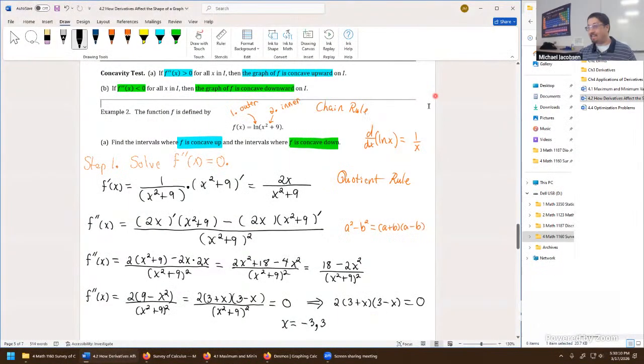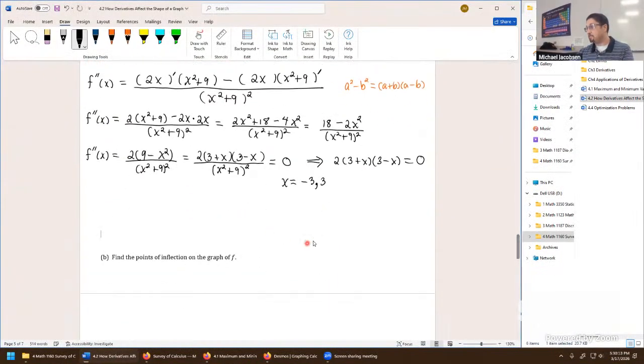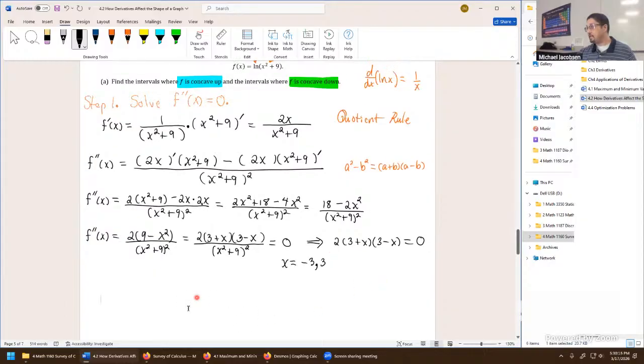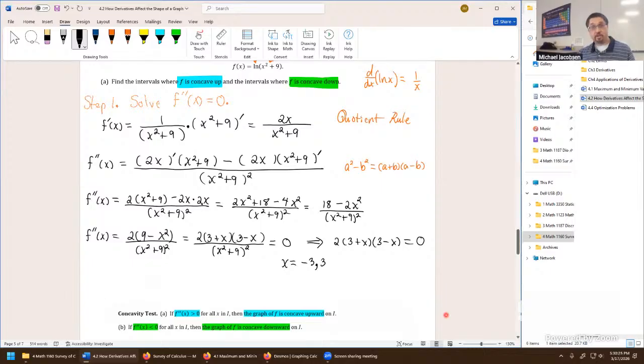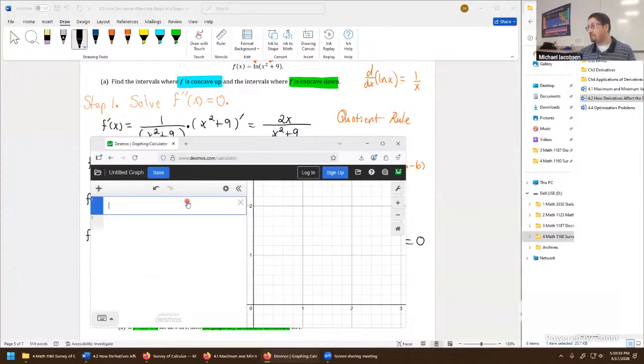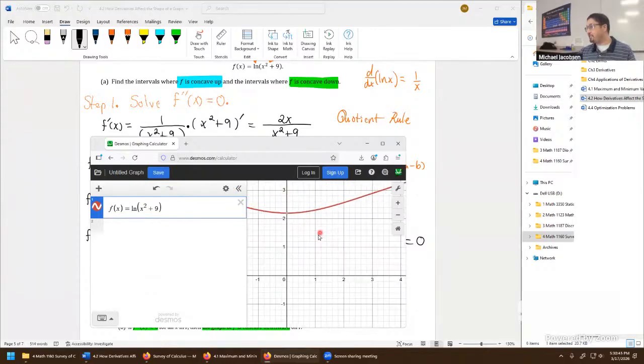But we ran out of space, so let's carry this down. So there's our original function above. Our goal is to find where the curve is concave up, where it's concave down. And even if we plotted this, it's really hard to tell. But with those two critical values right there, we're going to just let the calculus do the hard work for us. But let's plot this just to see what it looks like. f of x is the natural log of x squared plus 9. It's kind of an unusual looking function.